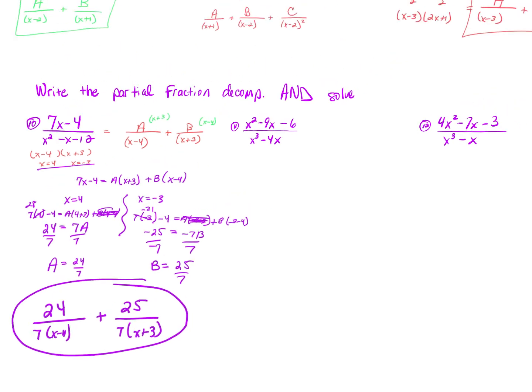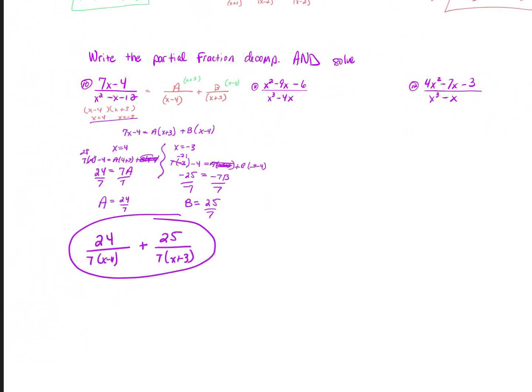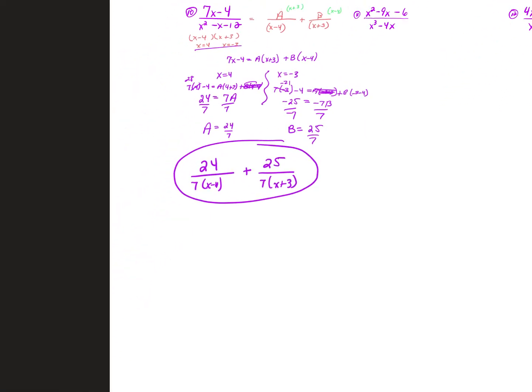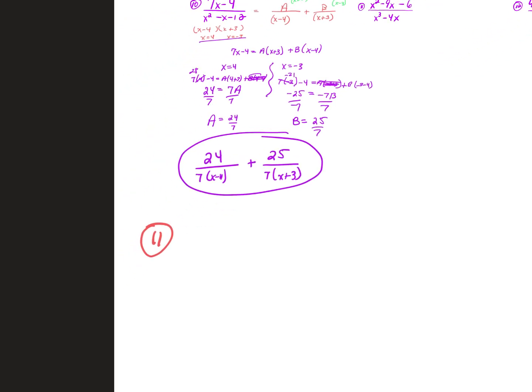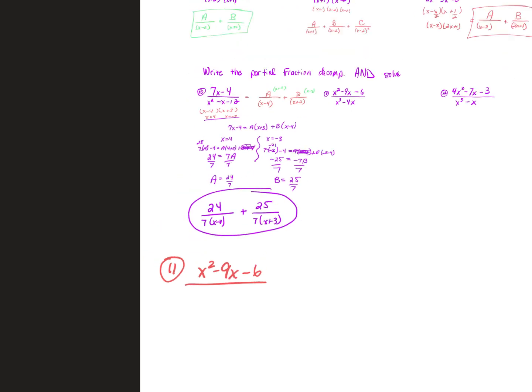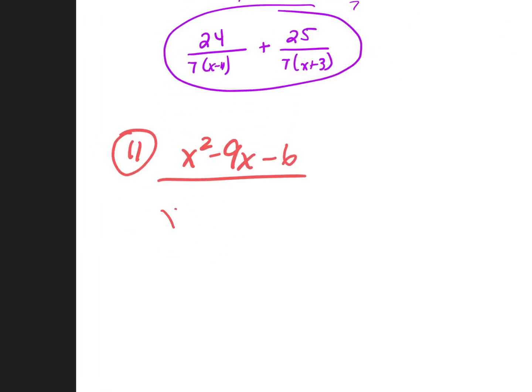The next one's kind of long. Not going to lie, the next one's kind of long. I'm going to do it down here. Number 11, right? So it's x squared minus 9x minus 6 over x cubed minus 4x. So the first thing we need to do is factor.